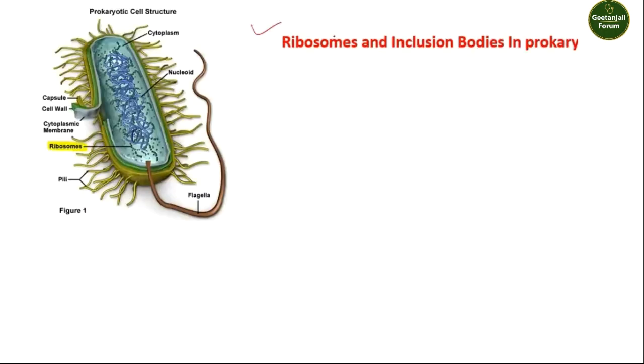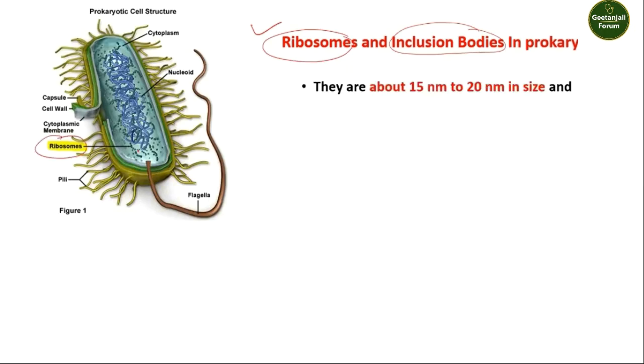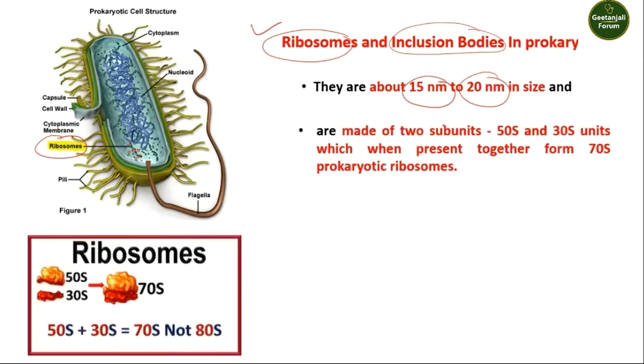Next cell organelle is the ribosome and inclusion bodies, which are found in prokaryotes. These are the ribosomes. You can see here, these small circular molecules. Their size is about 15 nm to 20 nm. These are made up of two subunits, 50S and 30S. Ribosomal units 50S and 30S make 70S.